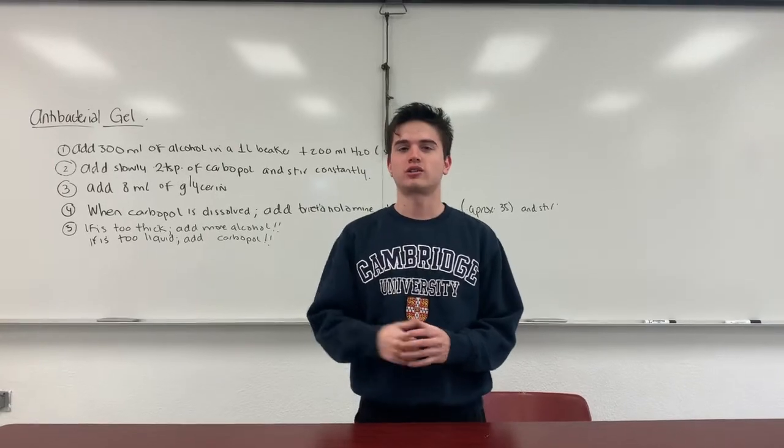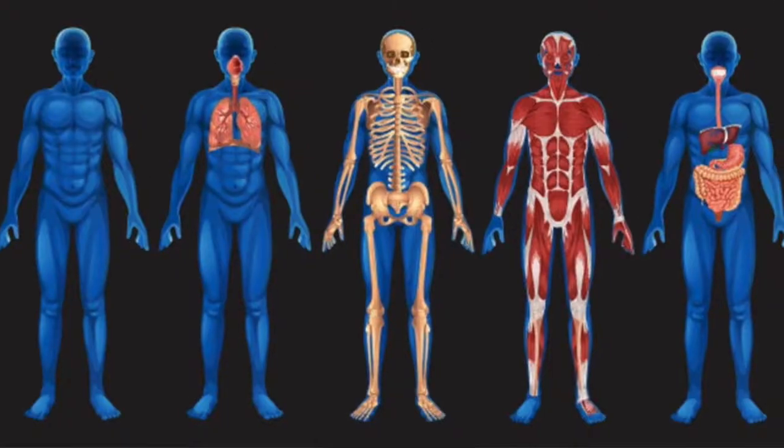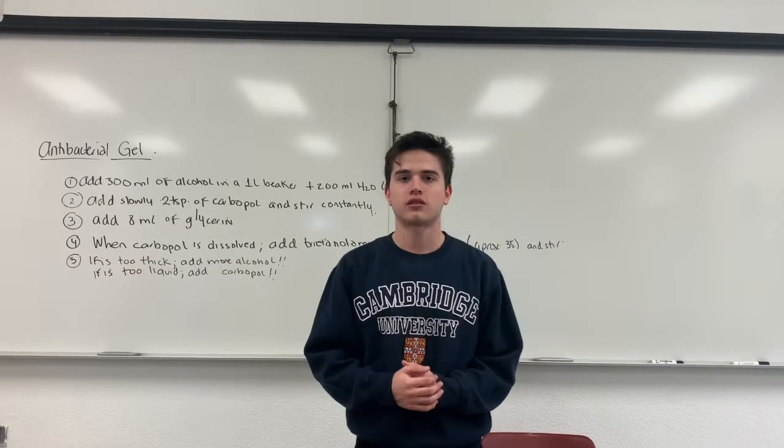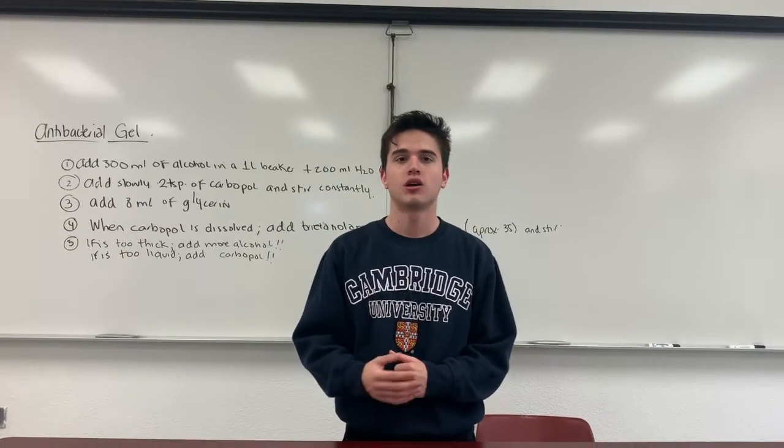Hello, so today we're going to talk about the anatomy and physiology of the different body systems. The circulatory system is a network that supplies oxygen and other nutrients to the different tissues of the body.